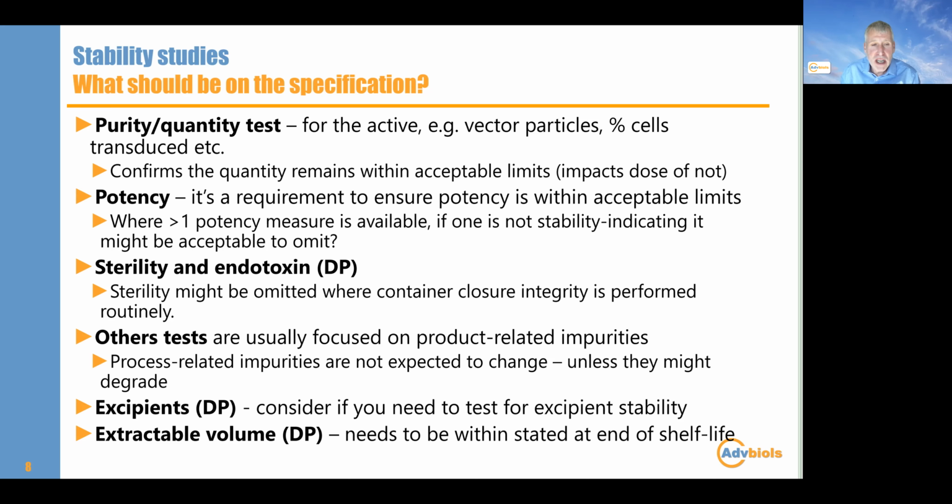Now, the idea of testing that throughout stability is clearly that you want to be sure that you can still extract enough of the stuff to deliver a dose to the patient. If your volume is going down, it will be an indicator that you've got probably a breach of the container closure, and you're losing water, which can occur in a freezer as well, of course.